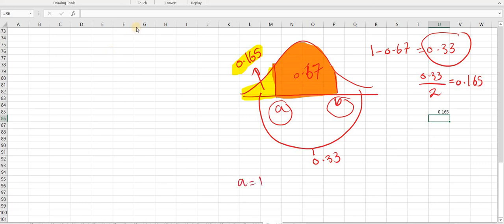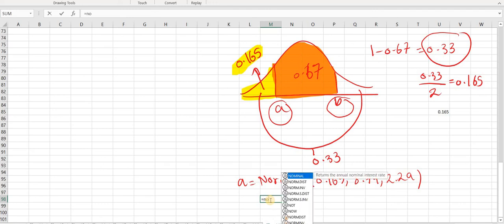A is equal to NORM.INV of the area or the probability, comma, the mean 8.79, comma, the standard deviation 2.29. So that is how I'm going to compute A. So NORM.INV of 0.165, which the function calls the probability. The mean is 8.79. The standard deviation is 2.29.